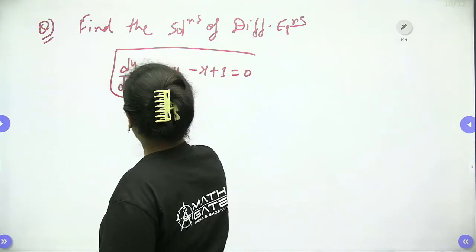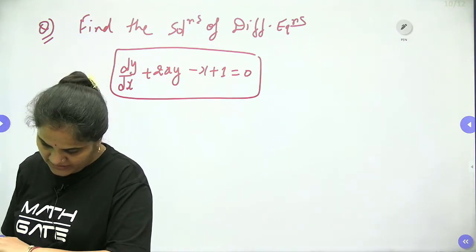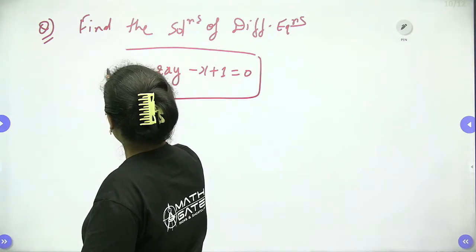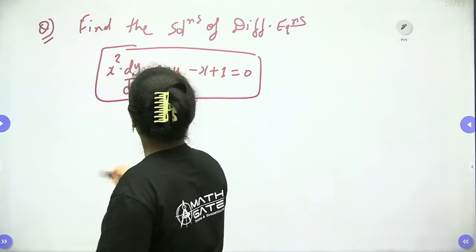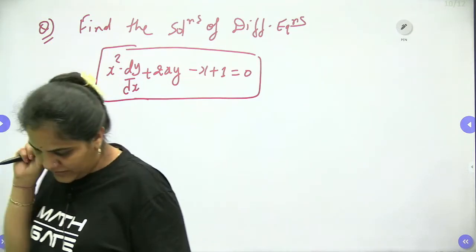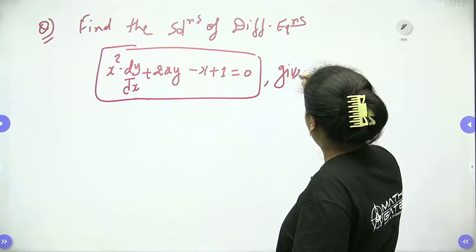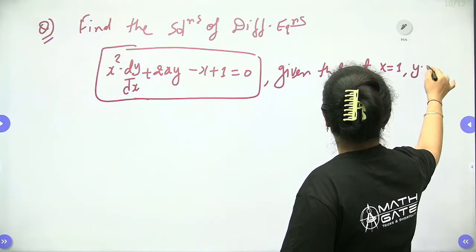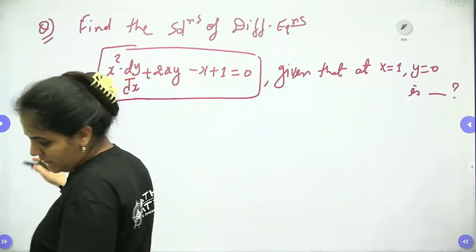Now, although no one can think that it is an exact equation, it is a form of exact, but I will show you how to go with the exact. So it is x square into dy by dx plus 2xy minus x plus 1 is equal to 0, given that at x is equal to 1, y is equal to 0. And we do have options also for this question.